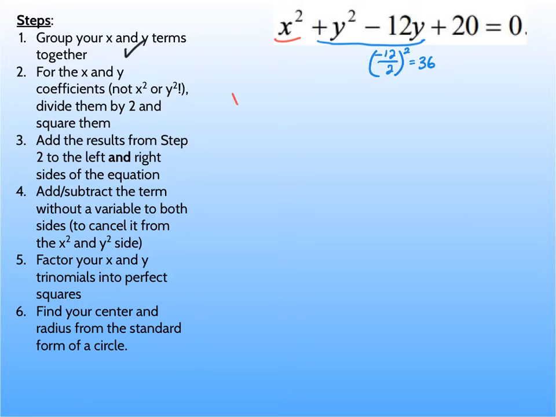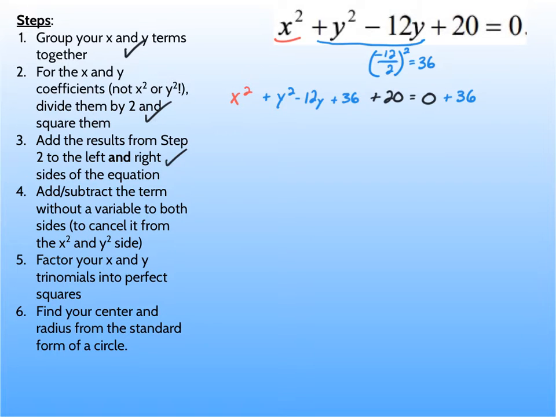So rewriting this, we're going to have x squared, that's the only x term, plus y squared minus 12y plus 36, and then we have the original plus 20 equals 0. Now remember, since we added this plus 36 to the left side, in order to keep it an equation, we also have to add it to the right side. So that's going to go over there. And then, cool, done with step two. And actually, we're done with step three, because we just added it to the left and the right side.